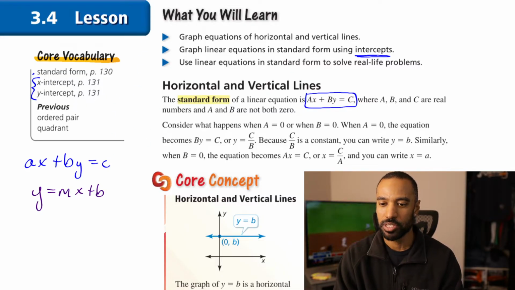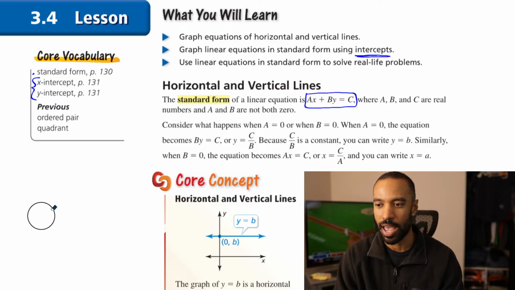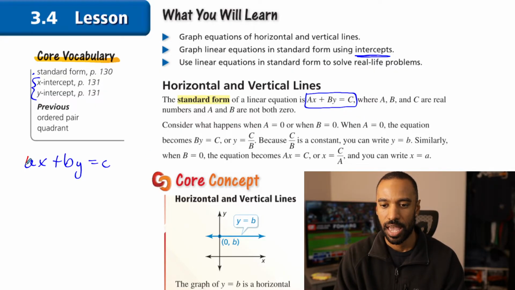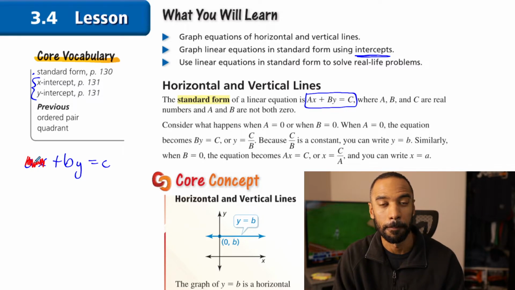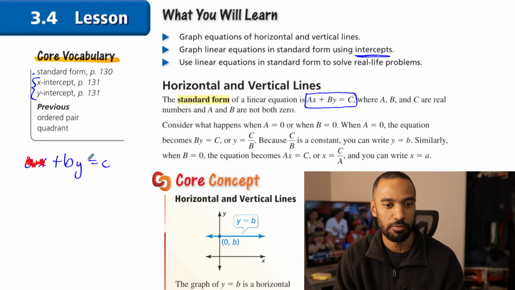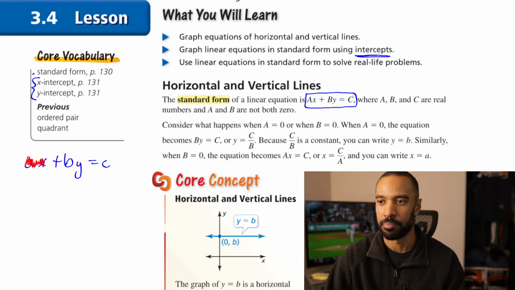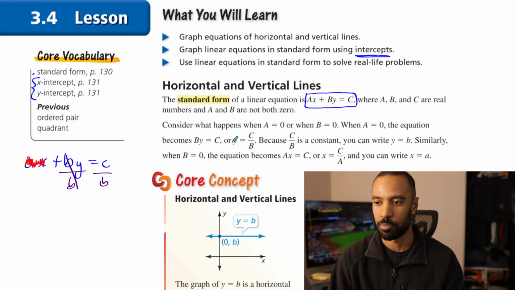Anyway, they talk about this consideration here. They say, consider what happens when a equals 0 or when b equals 0. Hey, guys, when a equals 0, what happens? Well, 0 times x is 0, this term goes away. And you're going to see me do this a lot. I'm going to hide the term. It's like it's not there. The equation now says positive by equals c. That's what they're showing you here. They said, or y equals c over b. If you notice, you can divide both sides by b here, and you'd get y equals c over b.